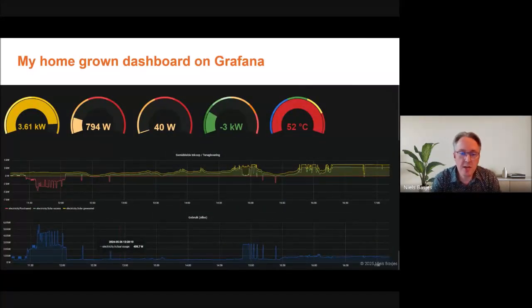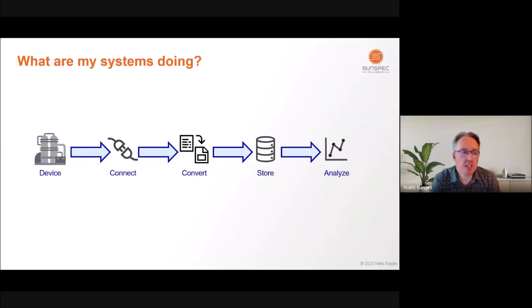Based on all of that, I've created software over the last few years to get some insights into what these things are doing. So I made a dashboard on Grafana, and it looks like this. So how did I build that? Well, simply put, I have a chain where I have a device. I need to be able to connect to it and get the data. Then I need to be able to convert it into a form that I like, store it somewhere, and put some kind of dashboarding alerting tool on top of it so I can use it the way I like it.